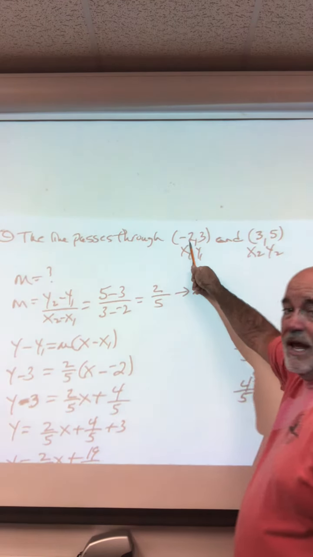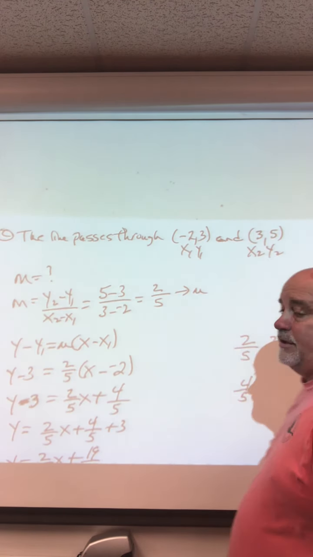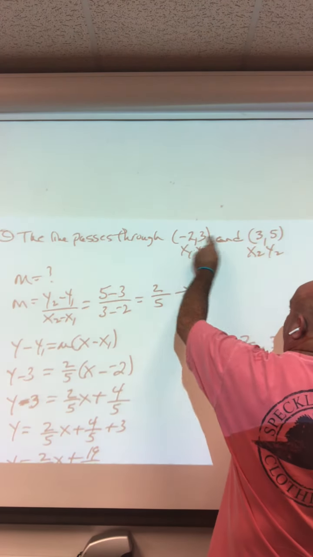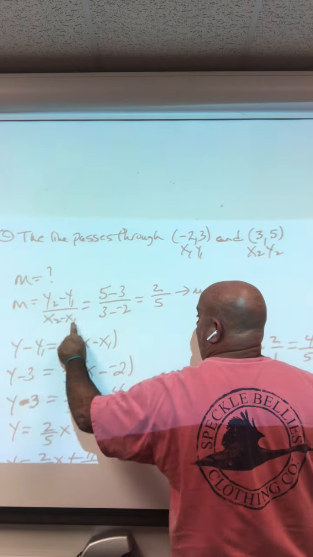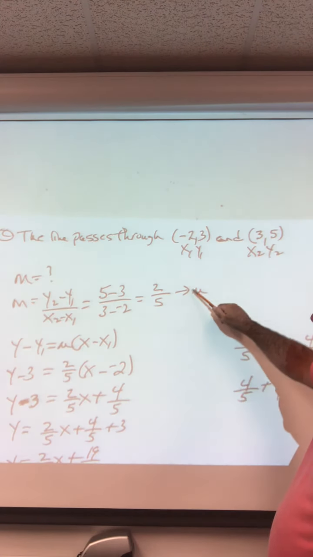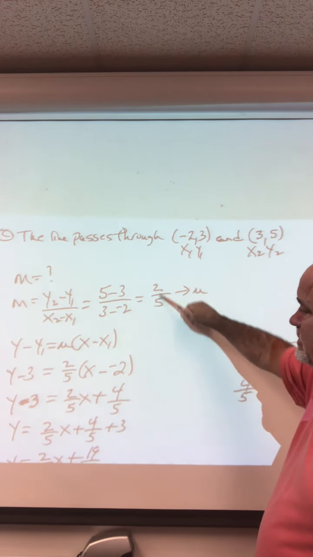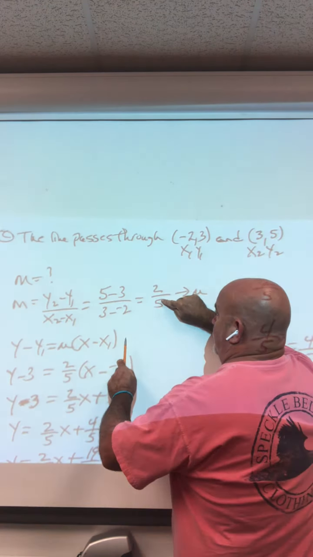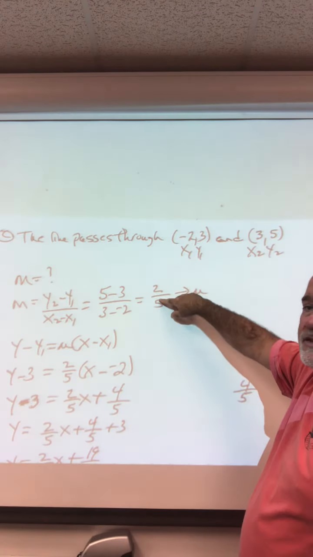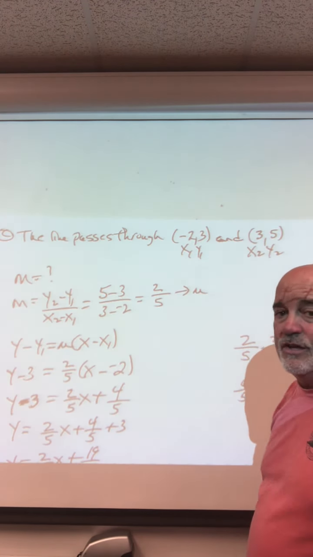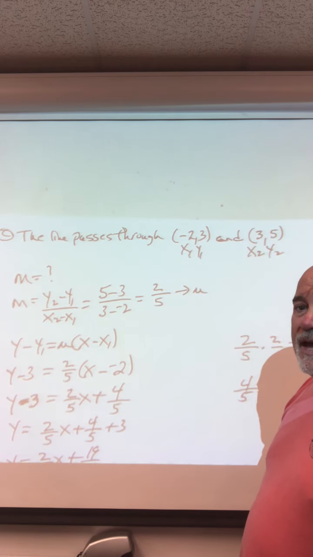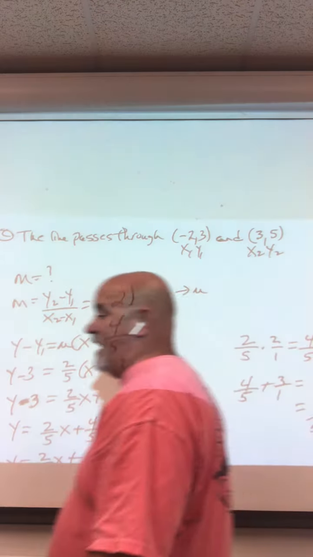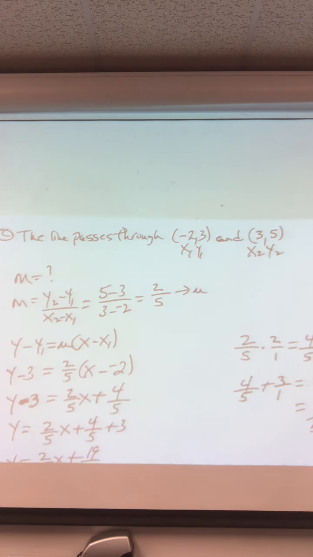So I call this one x1, y1, this one x2, y2, just like we did a while ago. There's my slope formula, and I plug these 4 numbers into the correct spot right here. And when I do, I end up getting m to be 2 over 5. So now I have my slope, and I have a point. Now you say, Mr. Reiner, which point do we use? It does not matter which one. However, since I've already labeled this one x1, y1, and that's what's in my formula, I'm going to use that.